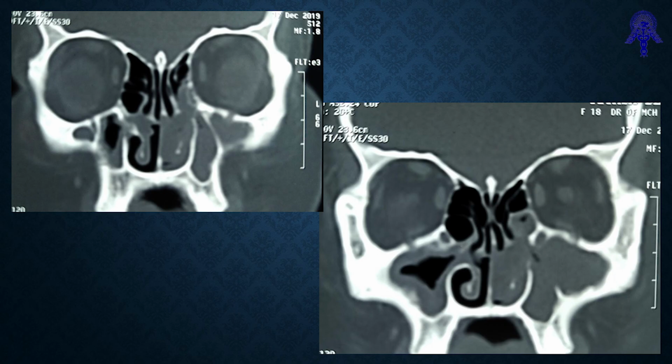No destruction. You cannot see it. It is obscured by the mass. The mass is coming. In case of the malignancy, it was destroyed, yes.